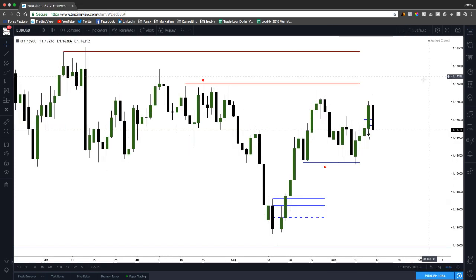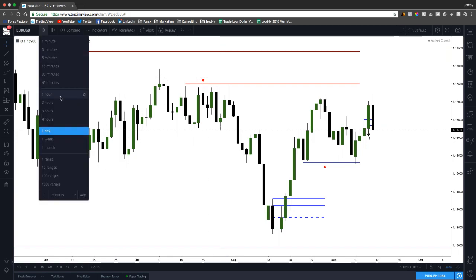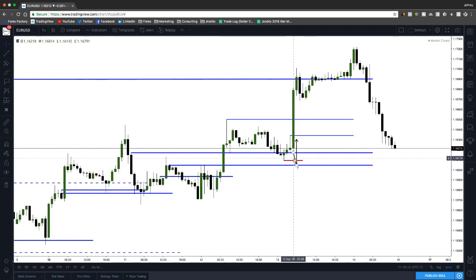Alright, so let's take a look at euro dollar, and let me actually go on a 1 hour and clear this because I'm showing that on a daily.